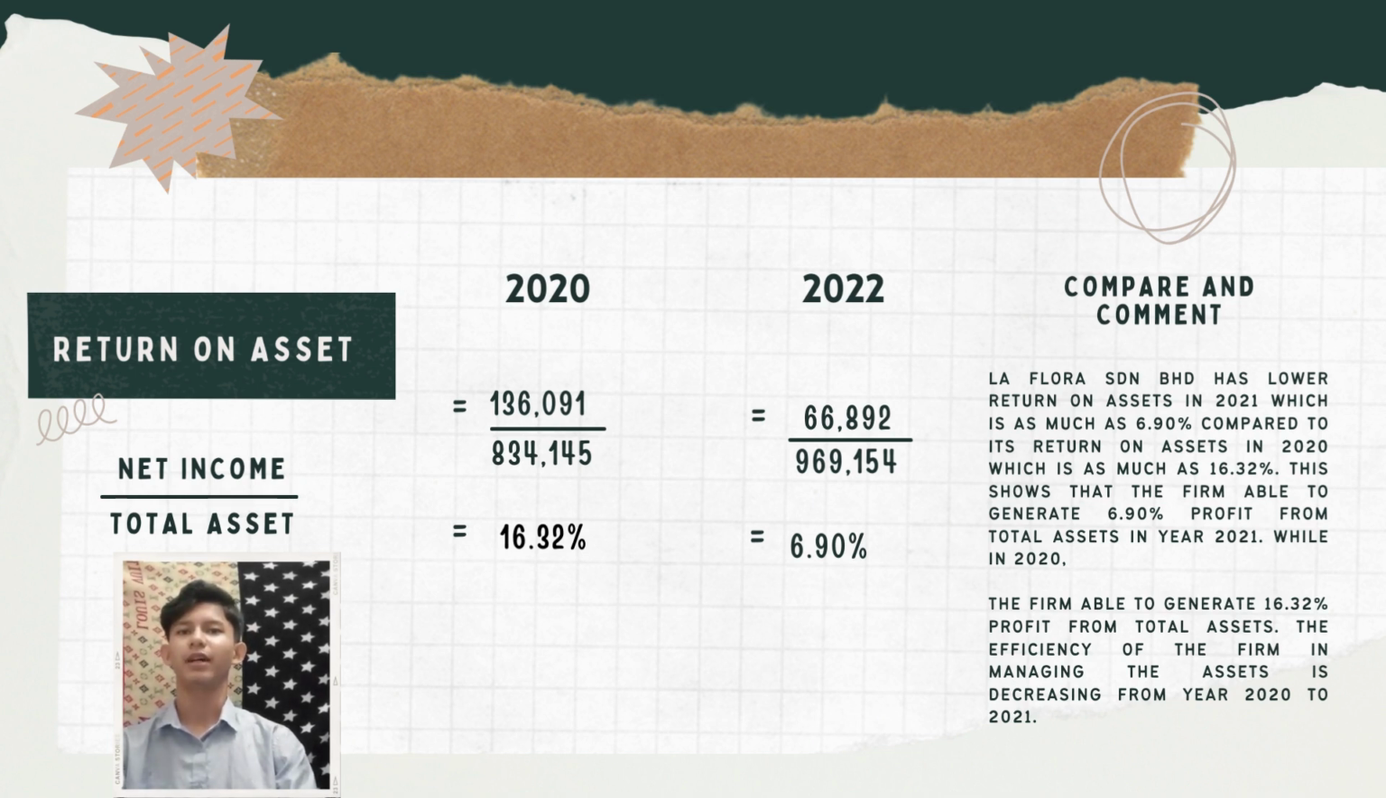La Flora Sdn Bhd has a lower return on asset in 2021, which is 6.9% compared to its return on asset in 2020, which is 16.32%. This shows that the firm is able to generate 6.9% profit from total asset in the year 2021, while in 2020, the firm was able to generate 16.32% profit from total asset. The efficiency of the firm in managing the asset is decreasing from year 2020 to 2021.